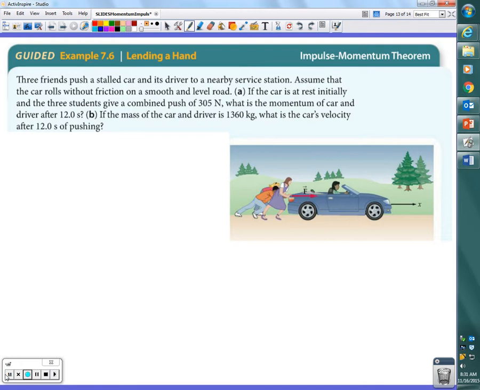So it says, 3 friends push a stalled car and its driver to a nearby service station. Assume that the car rolls without friction on a smooth and level road. If the car is initially at rest and 3 students give a combined push of 305 newtons, what is the momentum of the car and the driver after 12 seconds? So, when we throw after into our description, what is it asking us about?